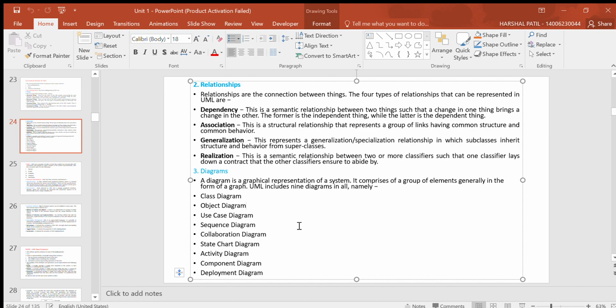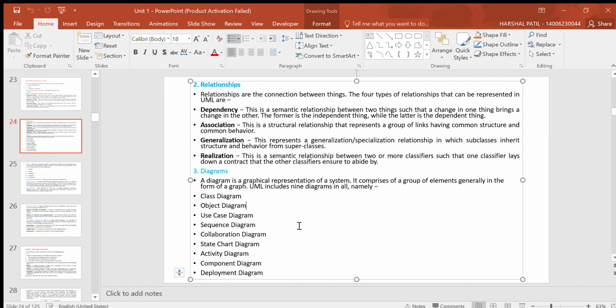Association is a structural relationship that represents a group of links having a common structure and common behavior असतं त्याला. Generalization is a representation of a generalization and specialization relationship in which subclasses inherit structure and behavior from the superclasses. Realization is a semantic relationship between two or more classifiers such that one classifier lays down a contract that the other classifier agrees to abide by.